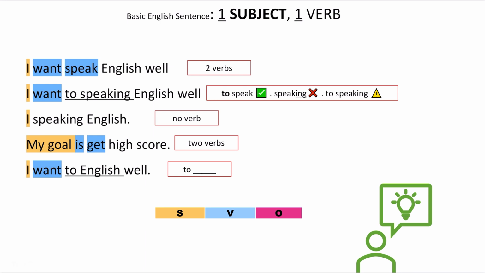Okay, so the last thing in this video and in class that we talked about was some of your sentences from your level test. I want speak English well. Here, there's two verbs, want and speak. This would have to be I want to speak English well. This one got closer. I want to speaking English well. Now here's the problem. To speak is right. I want to speak.